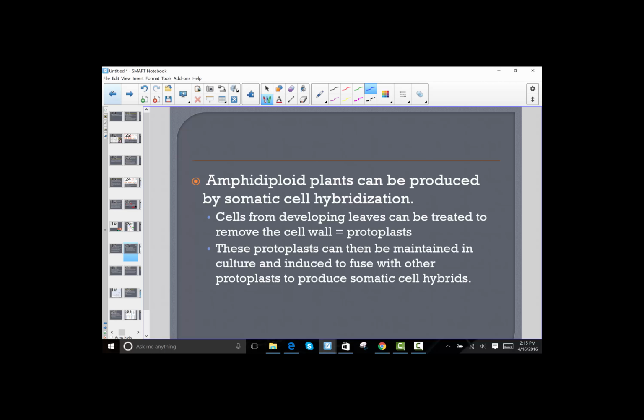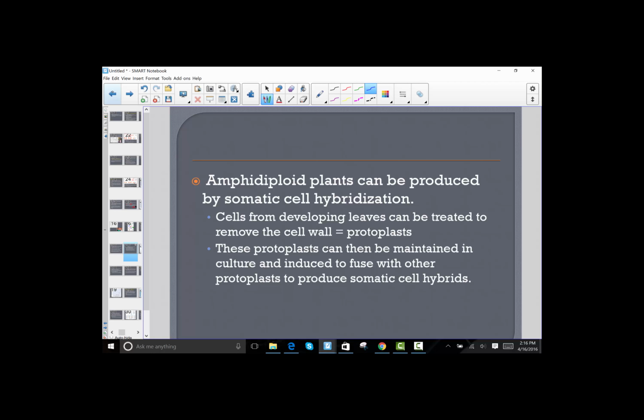Then you can take these protoplasts and maintain them in a culture. What I mean by this is something you would equate to something you have in a microbiology lab. So you can maintain them in a culture and induce them to fuse with each other. So what that means is you are inducing the protoplasts to fuse together and produce somatic cell hybrids.